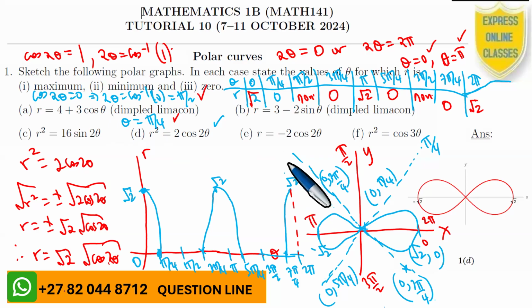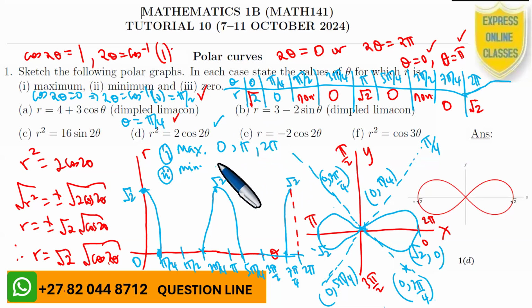Okay, what is the maximum? What is the minimum? What is the maximum? In each case, state the values of theta for which the maximum occurs. The maximum is going to occur at 0. But you can see that it's also going to occur at pi. It's also going to occur at 2 pi. So the minimum is going to occur at what?